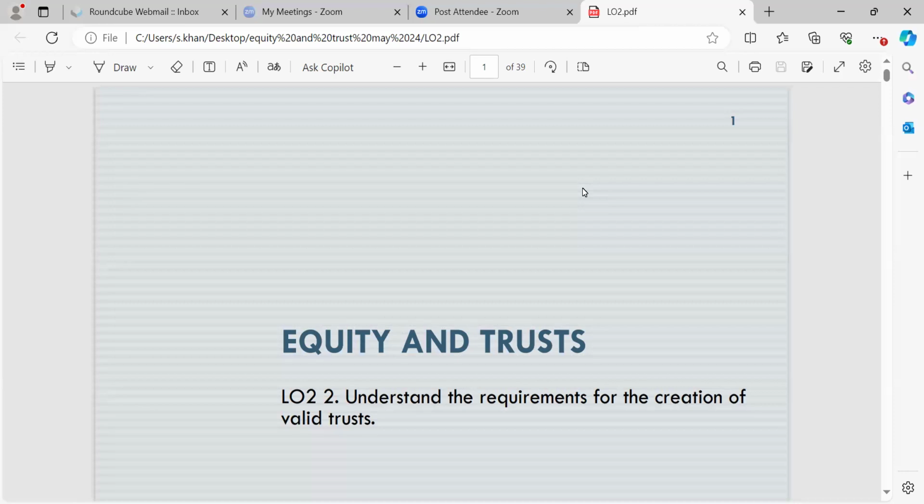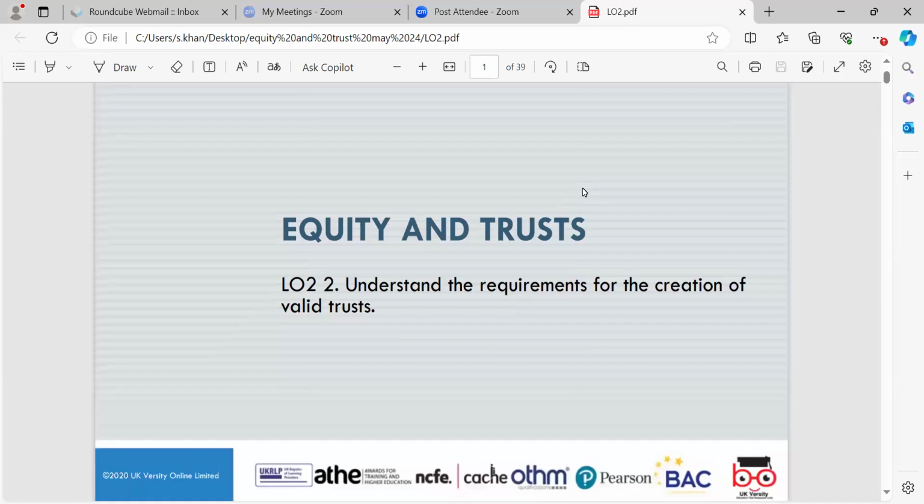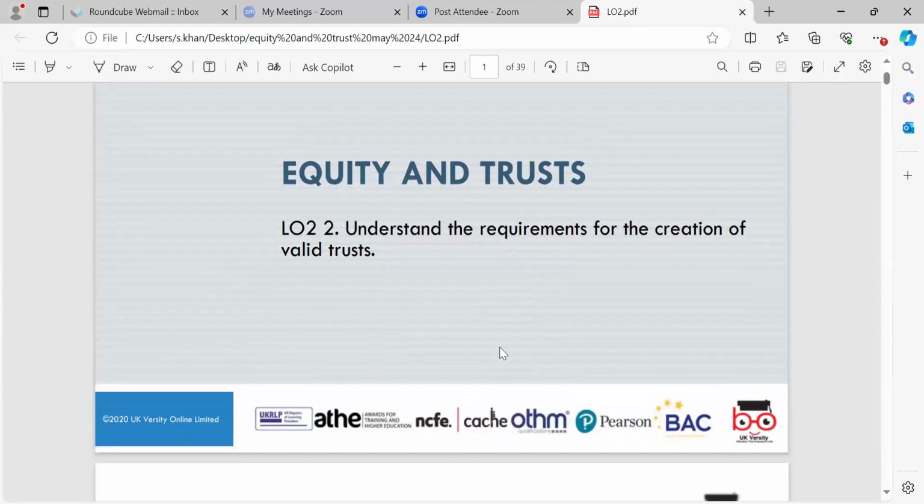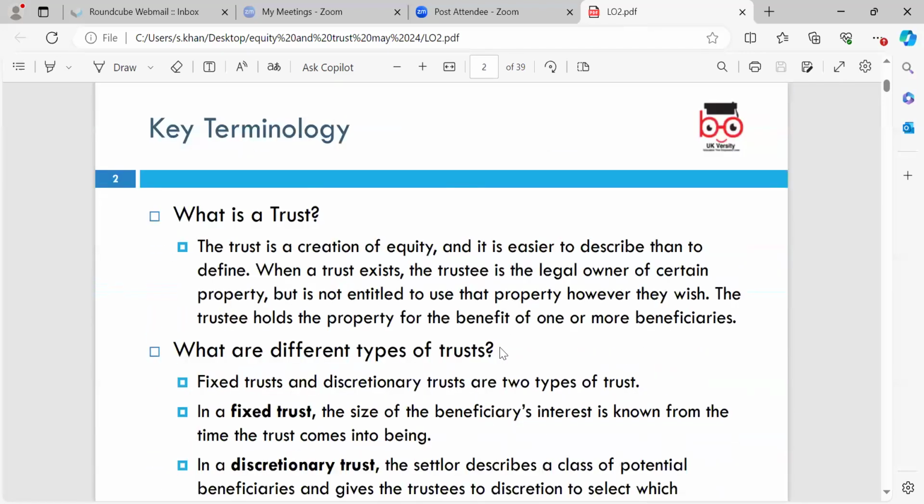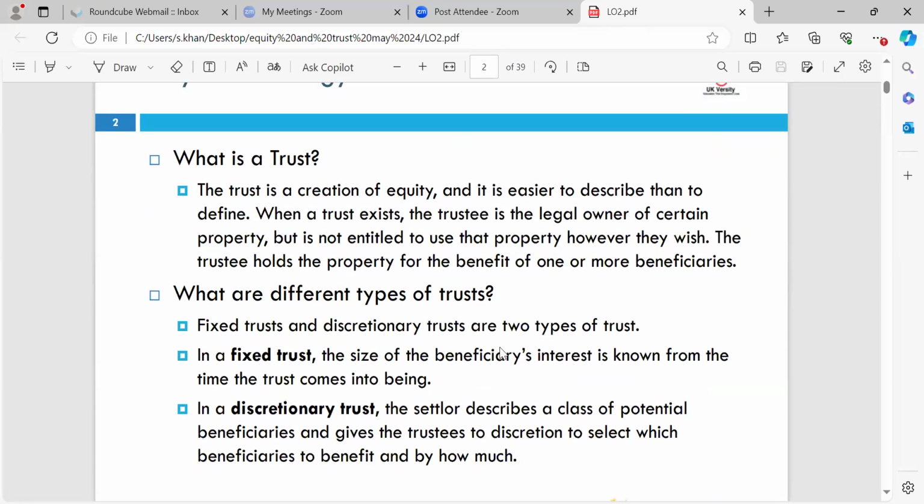We then finished off learning outcome 1, and now we'll be looking at learning outcome 2, which is to understand the requirements for the creation of a valid trust. So we looked at all the history around the trust, and now we're looking at the requirements for creation of trusts. So key terminology. So what is a trust?